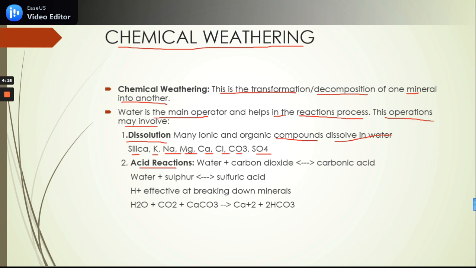Acid reaction involves water plus carbon dioxide to form carbonic acid, which helps in weathering. Then there is water plus sulfur, which results in forming sulfuric acid. It also helps in weathering of the rocks. Also, hydrogen ions are effective at breaking down minerals.